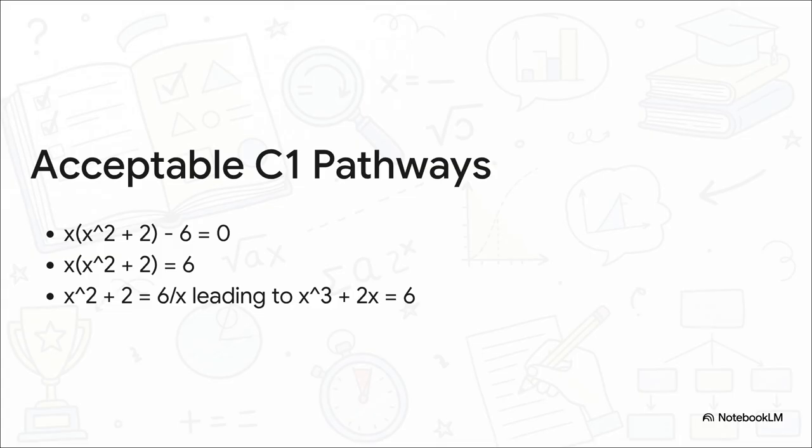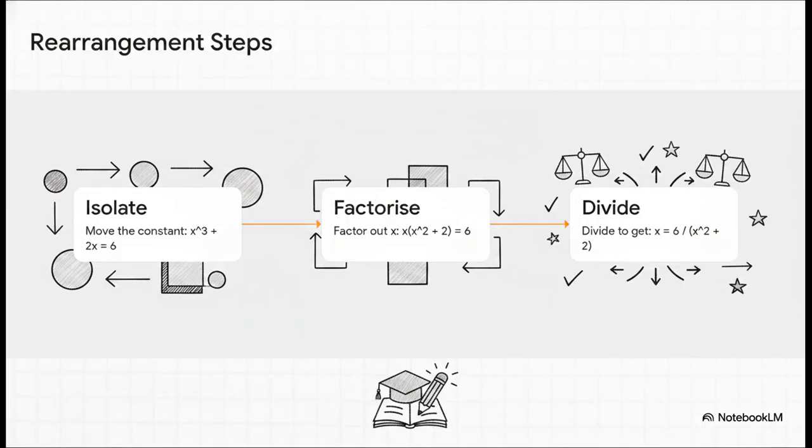According to the mark scheme, there are a few acceptable pathways to prove this rearrangement, and you absolutely must show an intermediate step. You can't just jump to the final answer. Whether you decide to factorize the x first or shift the 6 over first, the examiners will accept any of these logical progressions listed to award that C1 mark. Let's walk through the most direct route. These 3 steps hit the examiner's criteria perfectly.